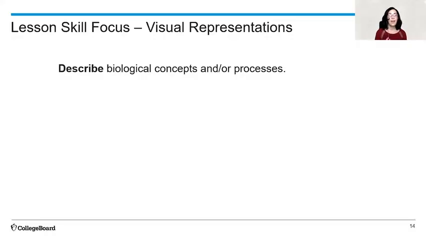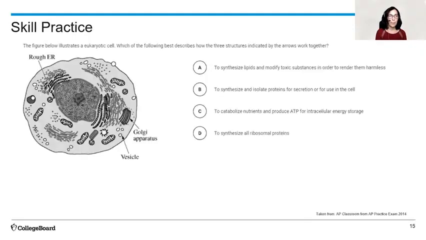So we just looked at a bunch of visual representations of several membrane-bound organelles and subcellular parts. So let's practice using the visual representations and describing biological concepts from those visuals. Here we have an AP question. I'm going to ask you to pause the video, read the question, take a look at the picture of the cell, read the labels carefully, and select your best choice for an answer, and then press play, and we'll discuss it together.